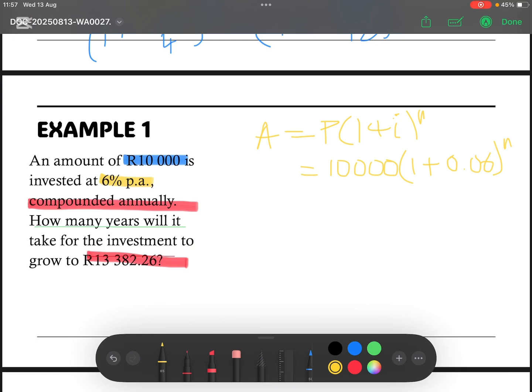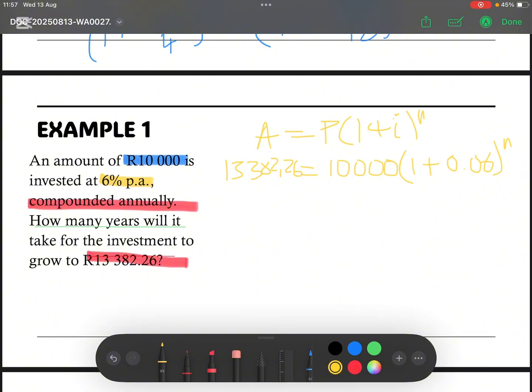Then that amount of money, we want to know how long it took for it to grow to 13,382.26. That is the final amount, the money that we have accumulated after a certain number of years. So now let's look for the value of n.